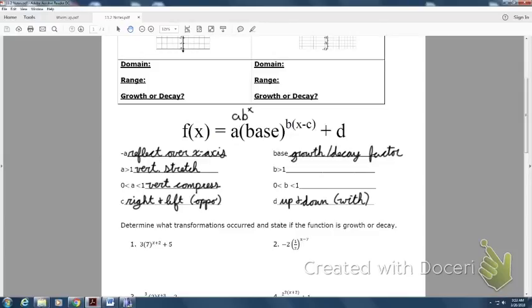If your b value is greater than 1, that is going to do what? Horizontally compress. And so between 0 and 1, that is going to be a horizontal stretch. Remember, those are always by the reciprocal, so whatever the number is in the equation is not going to be the number that you're going to put if you had to write the transformation down.